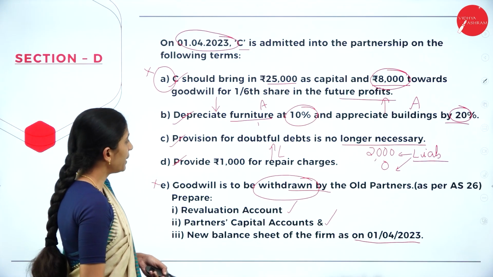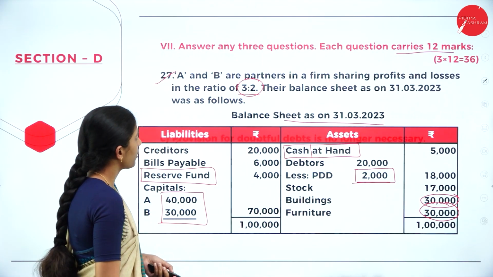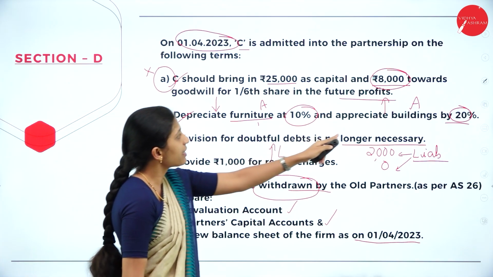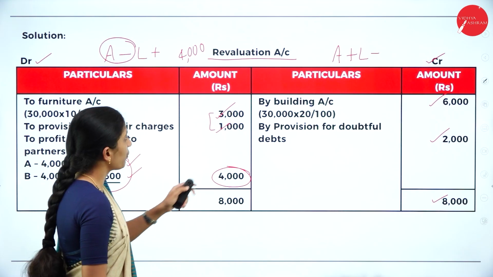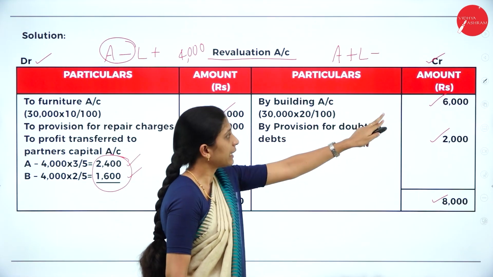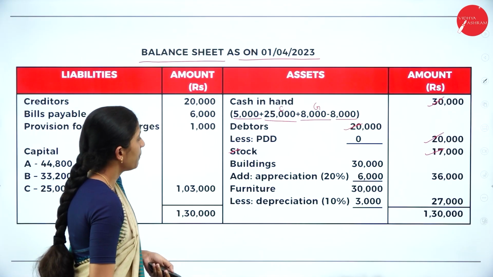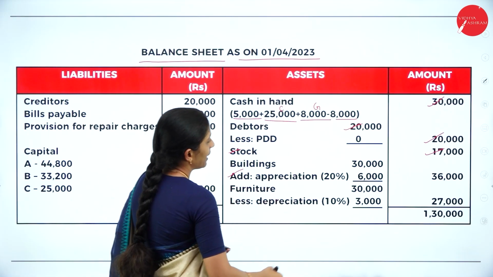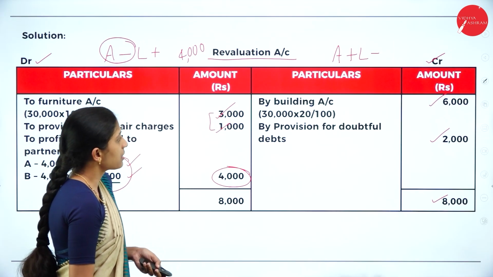Next is building. For building, what adjustment do you have? We have building of 30,000, but there is an appreciation. So add appreciation of 20%. Anyhow, you have calculated. So when you calculate 20%, it is 6,000. So 30,000 plus appreciation of 20%, 6,000, that is 36,000. Next is furniture.